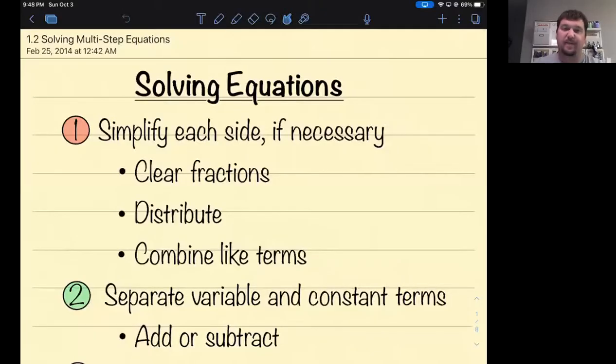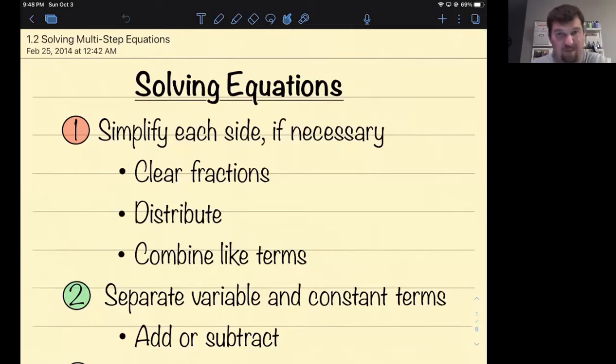All right, guys, this is section 1.2. We did section 1.1 on Friday, and that homework is due tomorrow. This is section 1.2. So section 1.1 was solving simple equations. This one's titled solving multi-step equations. Again, something you would have done quite a bit of last school year, but we're going to review it again.